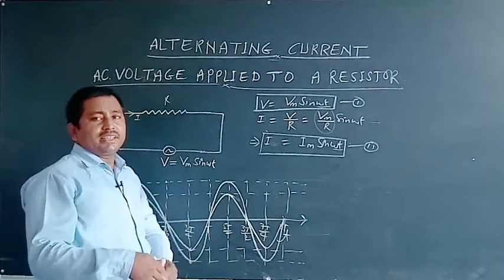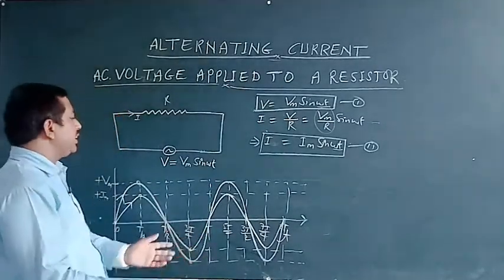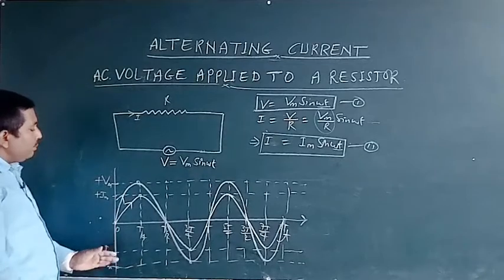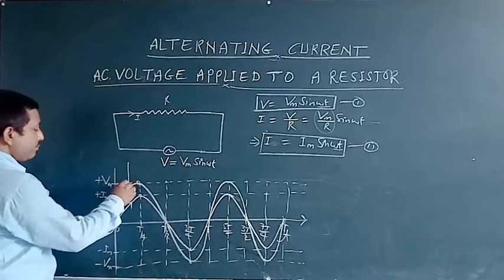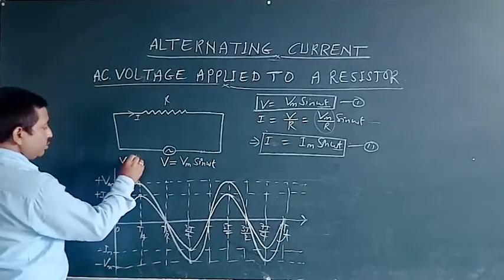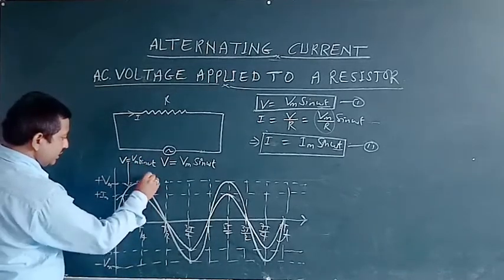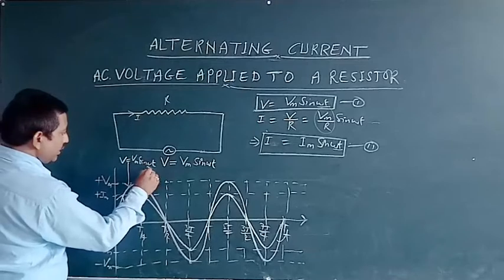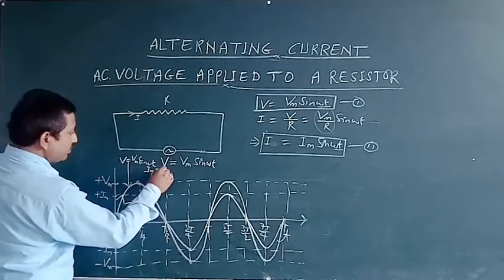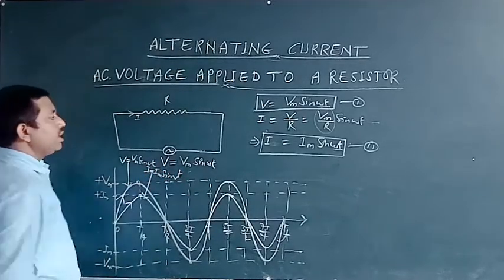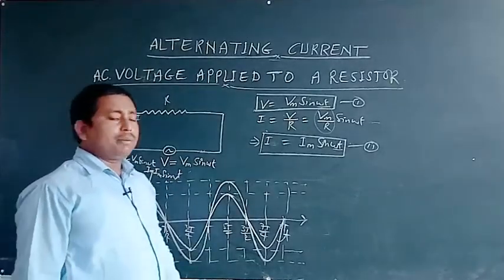When voltage increases, then current increases. When voltage decreases, current decreases. So we are seeing that the voltage and current both are in the same phase. This graph represents V equal to Vm sin omega t, and this graph represents I equal to Im sin omega t.